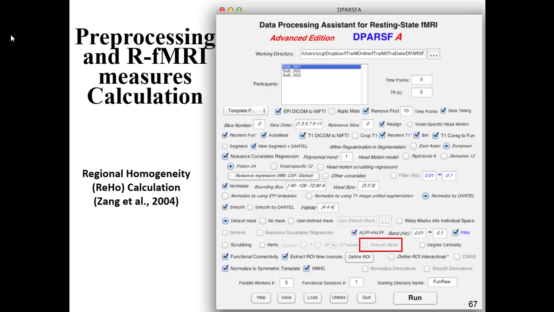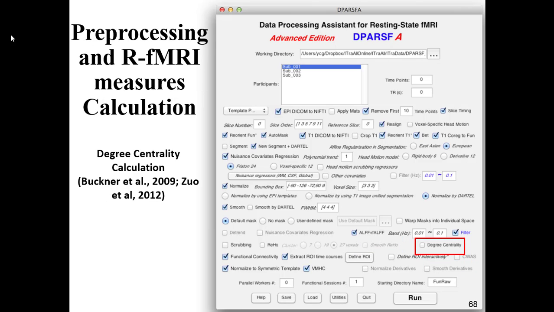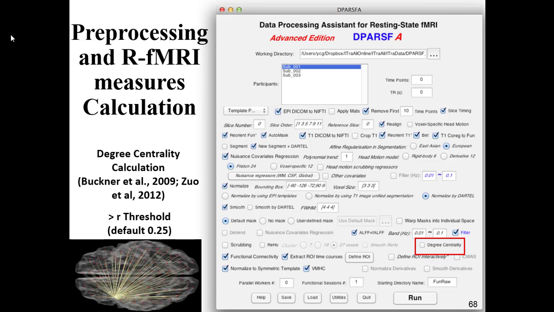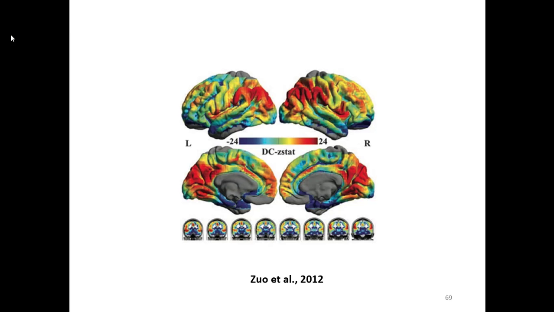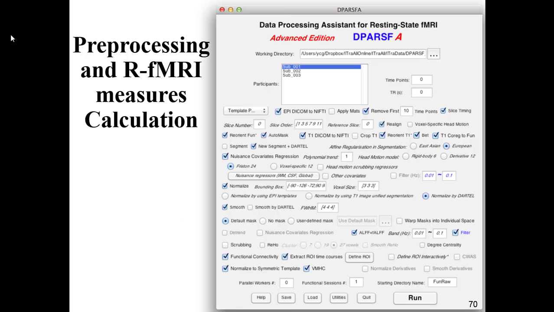And this is smooth. Usually we do not smooth before, but we can smooth all the derivatives at the end. And this is degree centrality. Degree centrality is one voxel's correlation with all the other voxels in the brain. So this is a graph method that can capture the connectivity between one voxel and all the brain voxels. You can calculate that as well. This is Dr. Xinian Zuo's degree centrality paper.